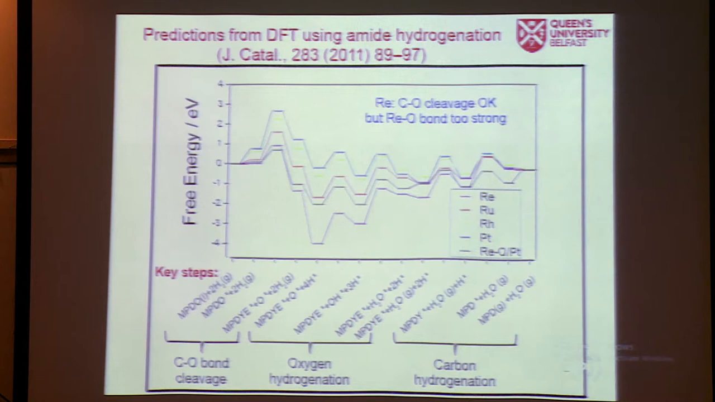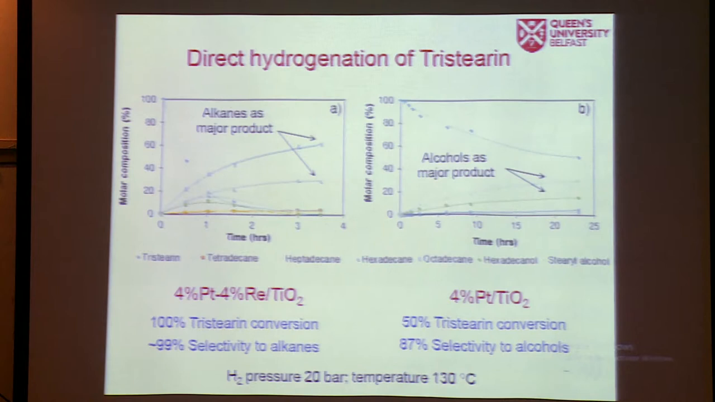Yes. Then we made these catalysts, we optimized these catalysts in lab by working through a range of different supports and different metal precursors and different impregnation techniques. So this is the outcome of that. By using platinum on titanium and platinum rhenium on titanium, we were able to achieve the direct hydrogenation of the triglyceride to alkanes in one step at 20 bar hydrogen and 130 degrees temperature. It's possible to go even lower, but that will slow the rate down. If we go to the next slide, please.